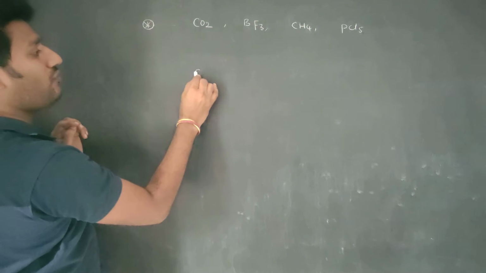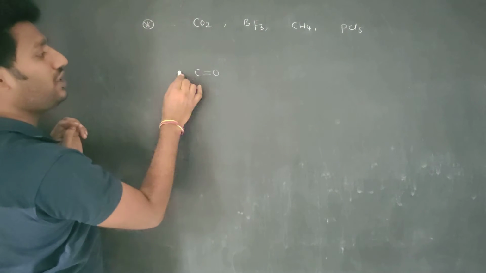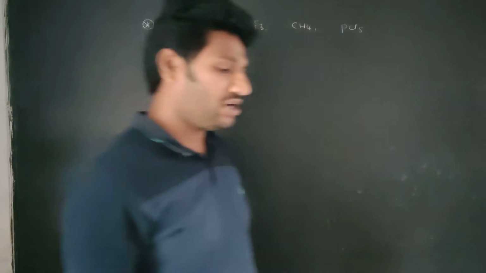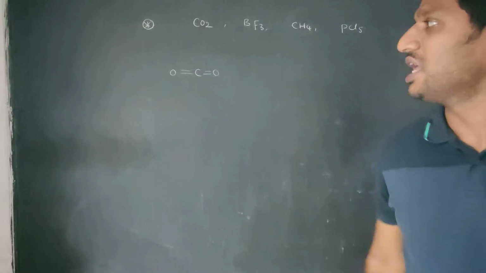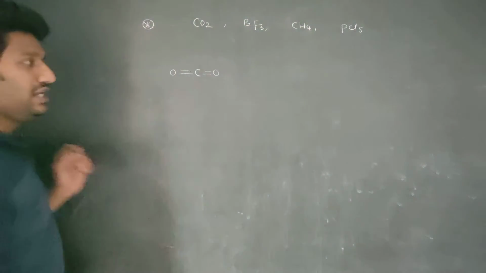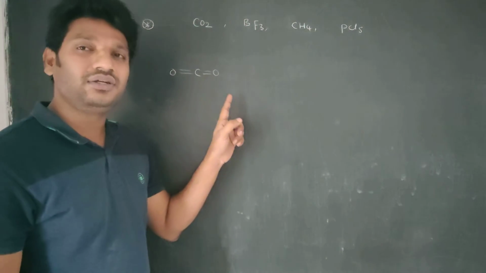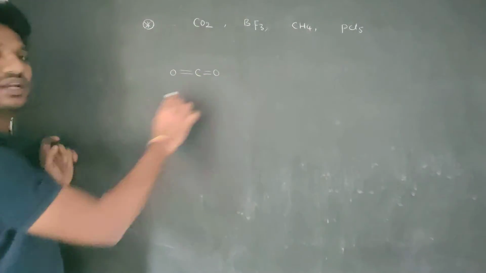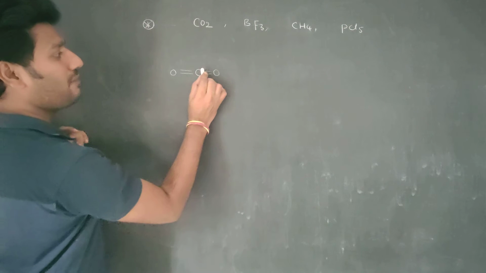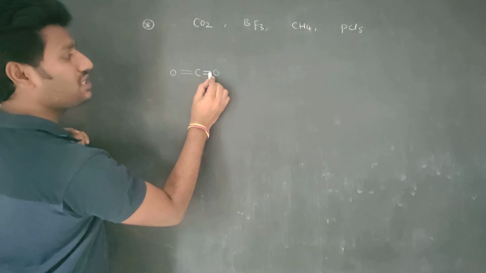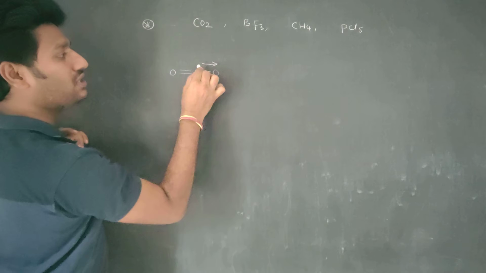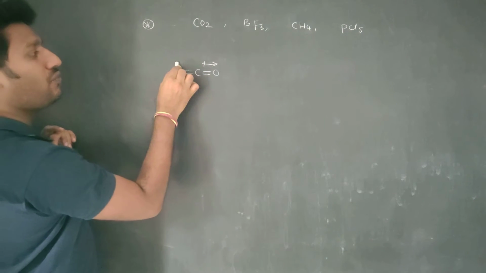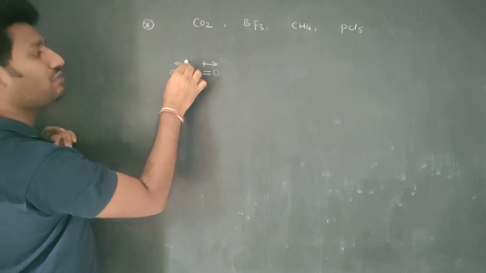So for CO2, the structure is linear according to the hybridization concept. Carbon dioxide shape is linear. Even if we solve according to the Lewis dot structure, the CO2 structure is like this. We write the CO2 structure like this, right? Now look carefully: compared to carbon, oxygen is more electronegative. The dipole moment is in this direction. Similarly, oxygen being more electronegative, the dipole moment is in this direction.